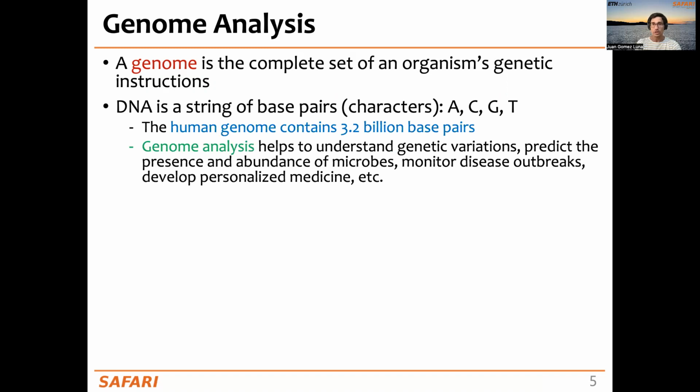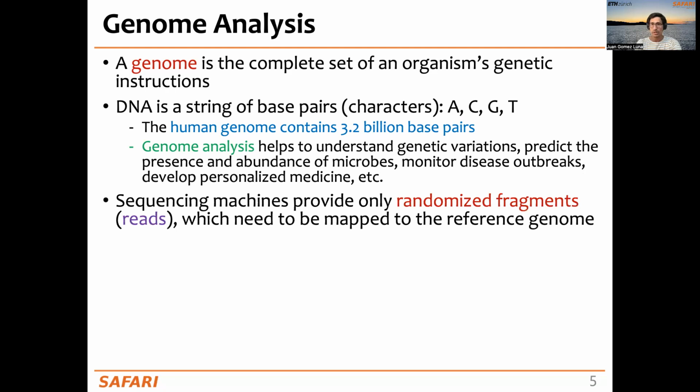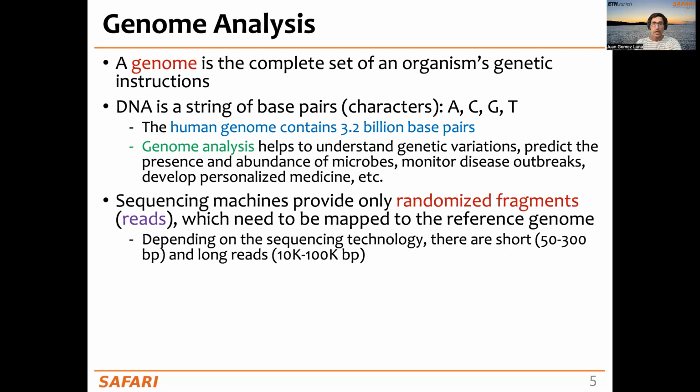The goal of genome analysis is to understand genetic variations, predict the presence or abundance of microbiomes, monitor disease outbreaks, develop personalized medicine, etc. There are sequencing machines that only provide randomized fragments or reads, which need to be mapped to the reference genome in order to make sense out of them. And depending on the sequencing technology, there might be either short reads, about 50 to 300 base pairs, and long reads that are something around 10 kilo base pairs and 100 kilo base pairs.